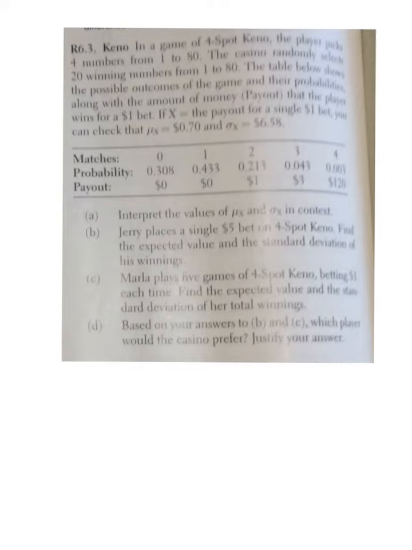Okay, still on page 408, number 3, Keno. So, 4-spot Keno is you pick 4 numbers from 1 to 80, and then they draw 20 random numbers. And if you match any of your numbers, you win.